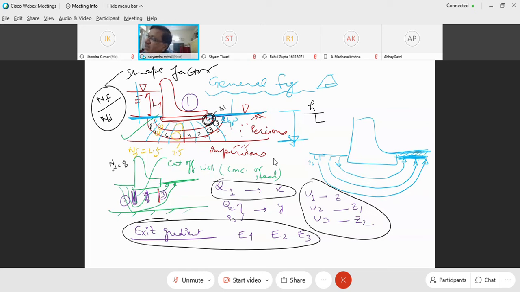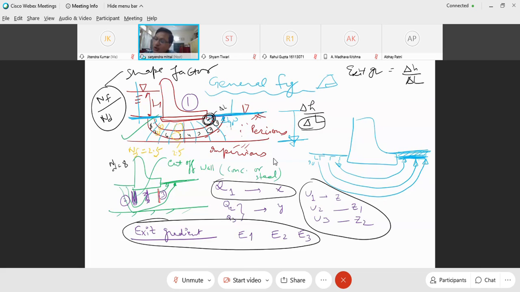And exit gradient is what? Exit gradient is delta H upon delta L. What is delta H? Delta H is the residual head which is left there, and delta L is this small length. Because here the delta L is very small, the exit gradient is very high.